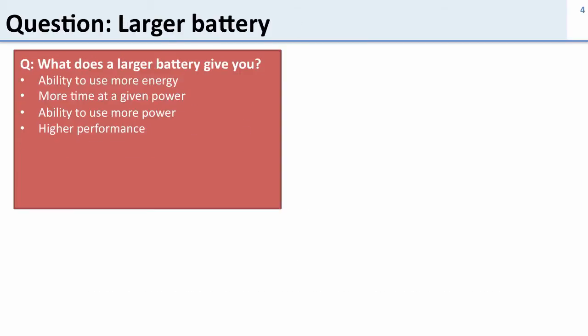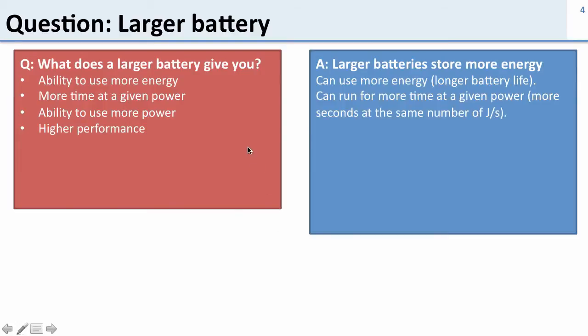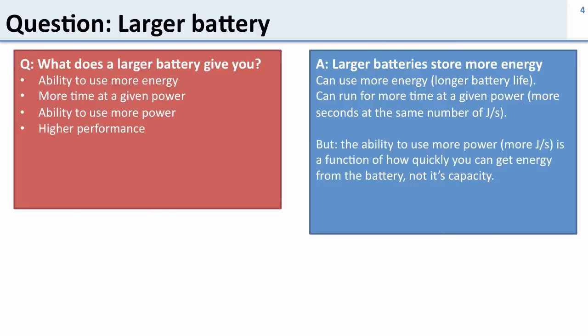Here's a question that's related to that. What does a larger battery give you? Well, a larger battery basically just allows you to store more energy. If you store more energy, then you can use more energy, so you can get a longer battery life, or you can run for more time at the same power. If you're using 4 watts and you have a battery that's twice as big, you can run for twice as many seconds because you've got twice as many joules.